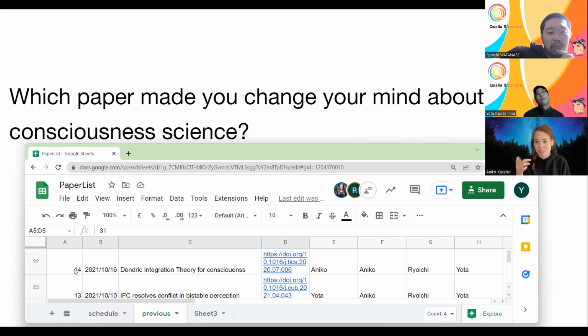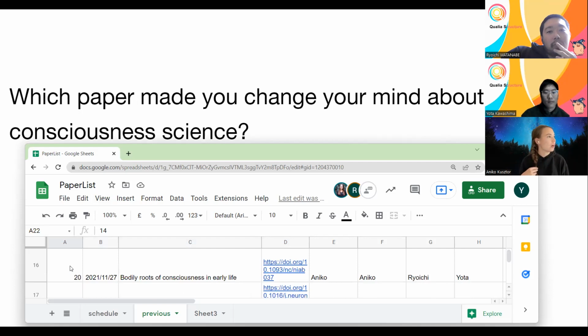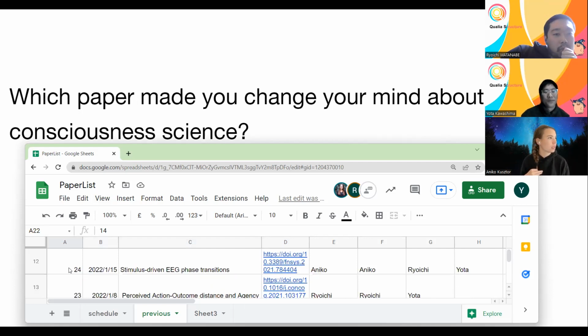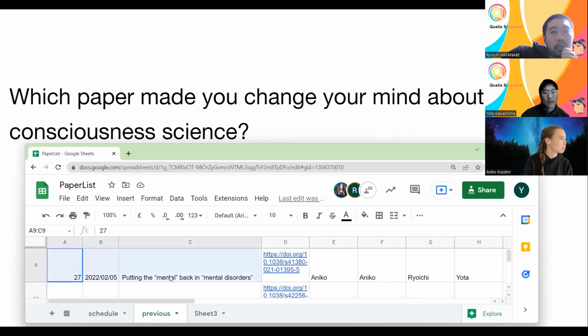Yeah, and to answer the question, something that was really influential for me, and I definitely kept thinking about it after reading, was the Toshrao Domoshal paper, putting the mental back to mental disorders. It was a recent episode.